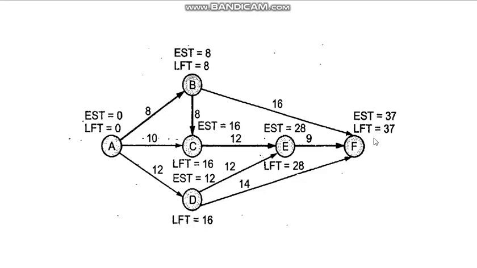Now let us see LFT. As you started, you took the EST of the starting point as 0. For LFTs you go from the terminal point back to the starting point, and you take the LFT value the same as the EST of the terminal point. That means you start the LFT of F with 37.